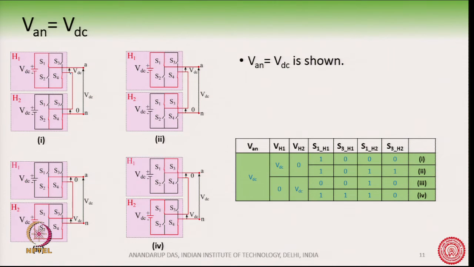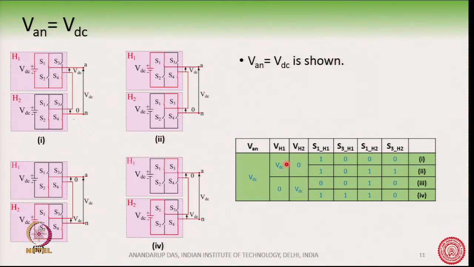The possibilities are: VH1 is VDC and VH2 is 0. This is one possibility. The second possibility is VH1 is 0 and VH2 is VDC. Okay, so this is what is shown here. So, when we want to get VAN as VDC, it can be VH1 VDC, VH2 0, or VH1 0 and VH2 VDC, because VAN is nothing but VH1 plus VH2.